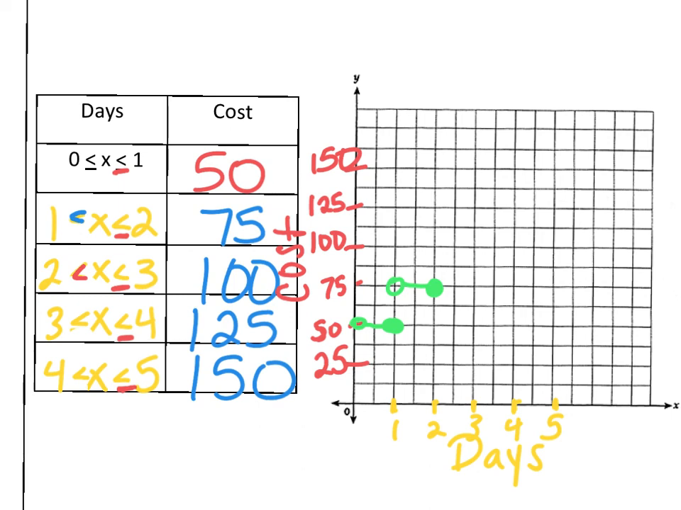When I'm at 100, I have an open dot on 2, right? Closed dot on 3. When I'm at 125, open dot where? 3, closed dot on 4. You with me? Open dot on 4 at 150, closed dot on 5. Questions on that?